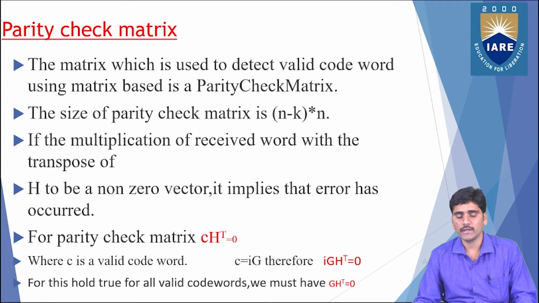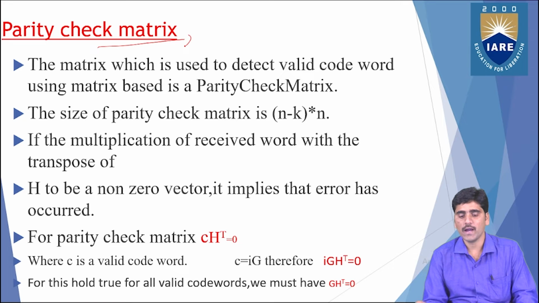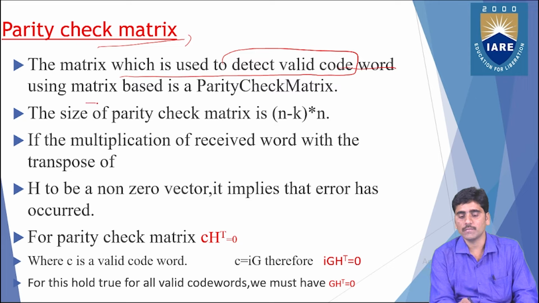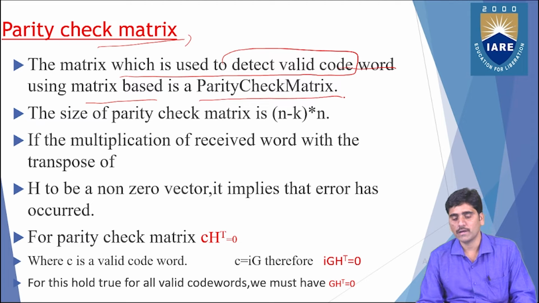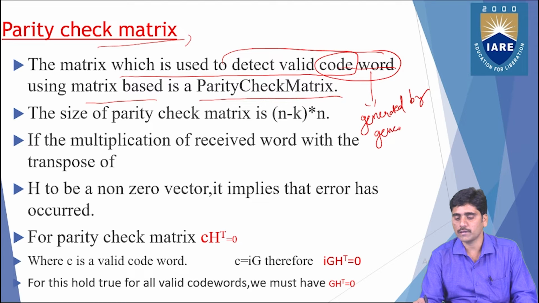And the next one is the parity check matrix. The matrix which is used to detect valid code words using a matrix-based approach is a parity check matrix. The parity check matrix is also a representation of a matrix, containing rows and columns, but it is going to validate the code words generated by the generator matrix.